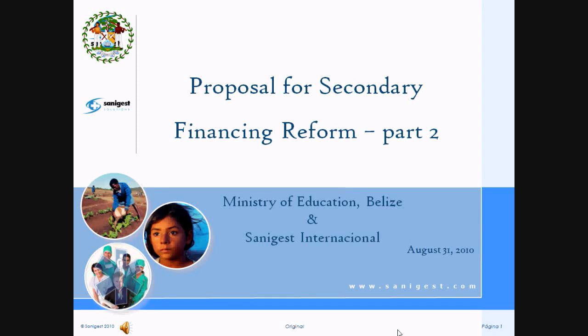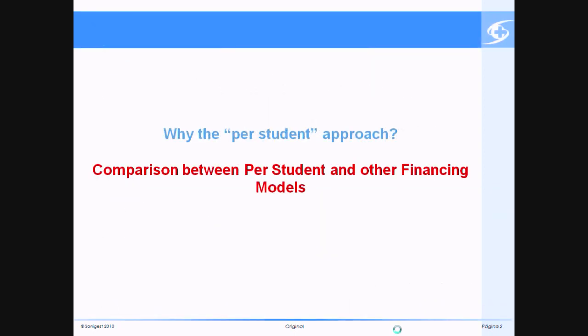Hello, in this presentation we will be explaining how the reform will work. So having given you all of that background as to the motivation and the factors that concern us, and hence the reason why we are proposing a reform of the financing method, now I would like to speak to you about the proposed method of financing that we are putting forward.